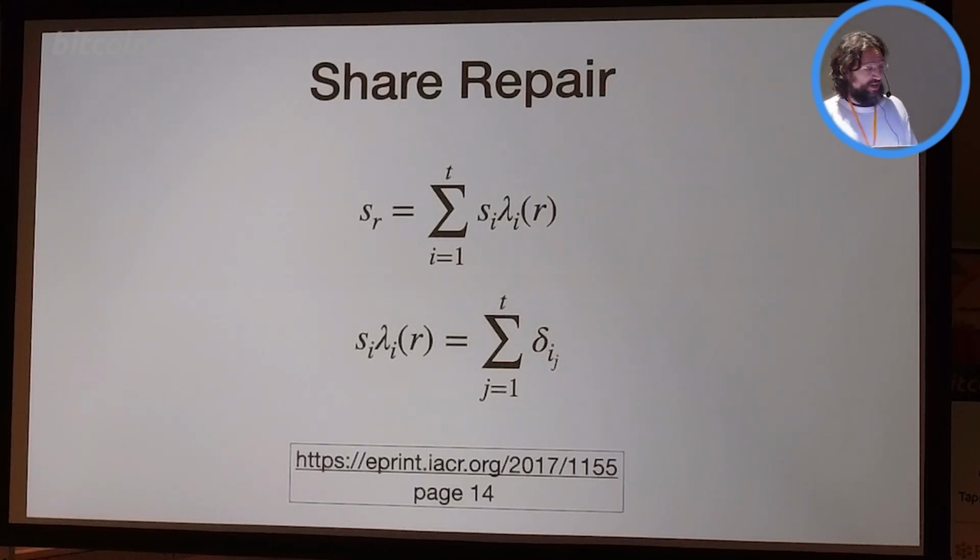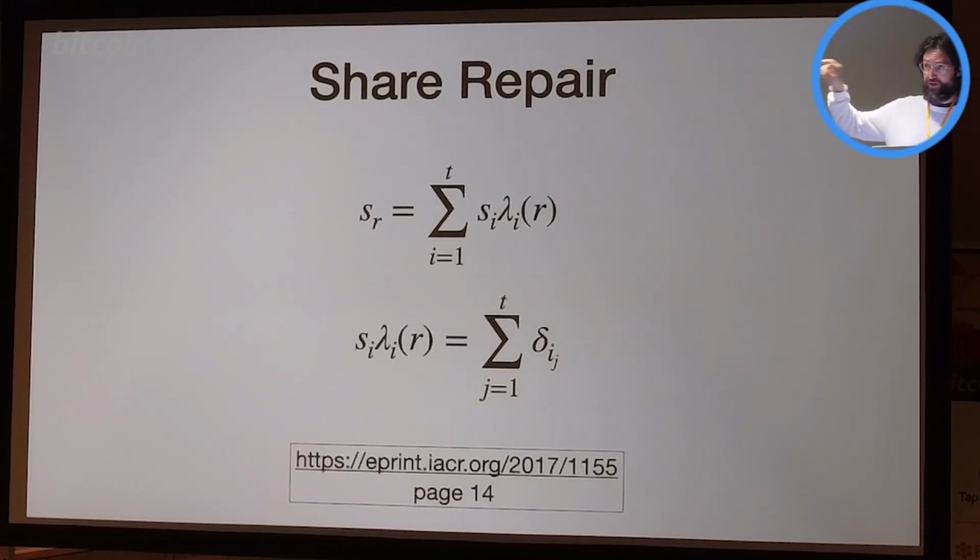So let's look at the next brew, which is share repair. Let's say we have Alice, Bob, and Carol, and Carol loses her share, and she wants to get it back. So we want Alice and Bob to help Carol get her share back, but we don't want Alice and Bob to learn Carol's share.